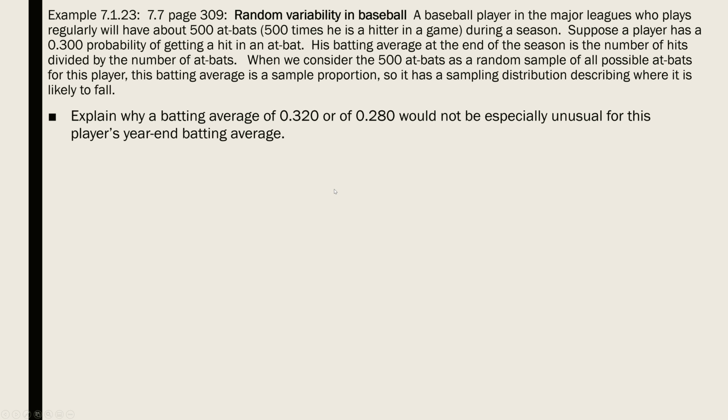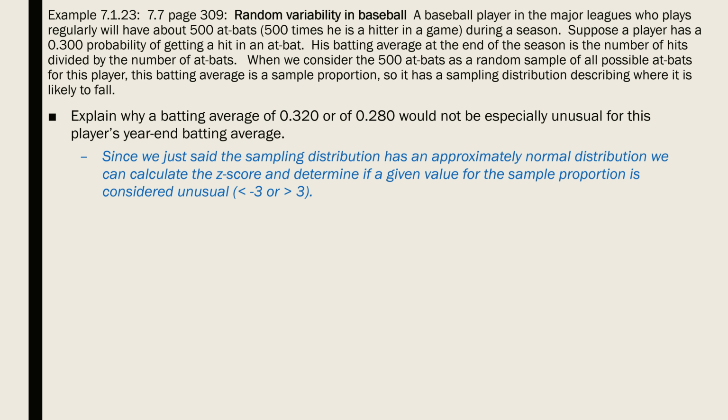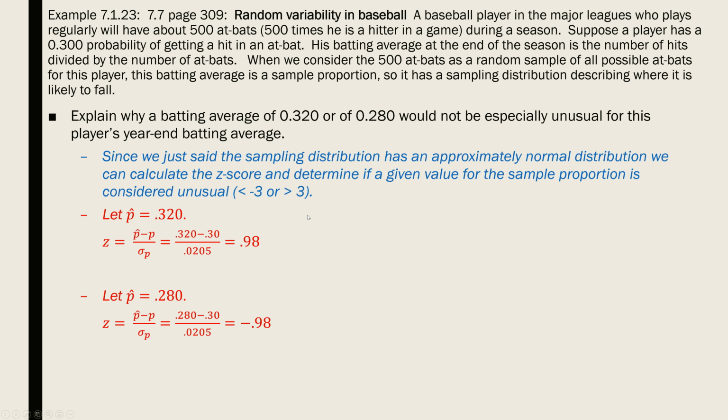Explain why a batting average of 0.320 or 0.280 will not be especially unusual for this player's year-end batting average. Since we just said the sampling distribution has an approximately normal distribution, we can calculate the z-score and determine if a given value for the sample proportion is considered unusual. When it's unusual, it means the z-score is smaller than -3 or larger than +3.